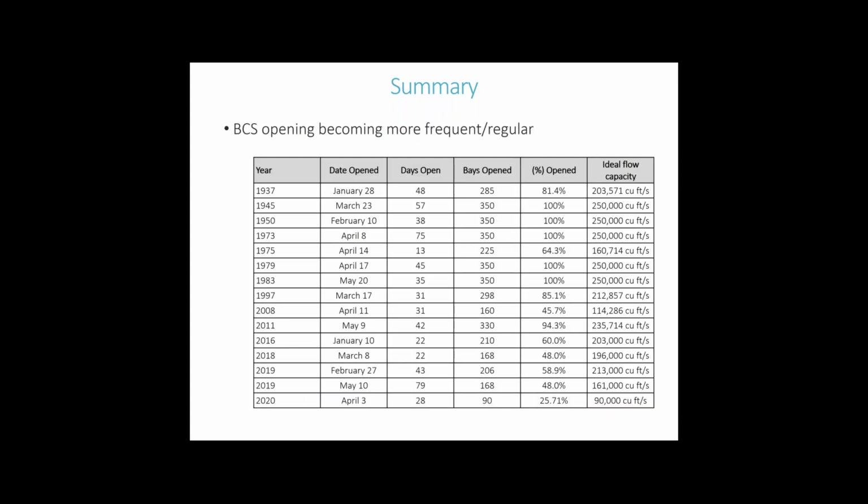More interesting is that the opening of the spillway is becoming a more frequent and regular thing. In the first 60 years of its existence, it was only opened 8 times total. In the last 14 years, it's been opened 7 times, including in 2019, the first time in history that it was opened and closed twice in the same year. So this is becoming a more frequent and regular event in Lake Pontchartrain.